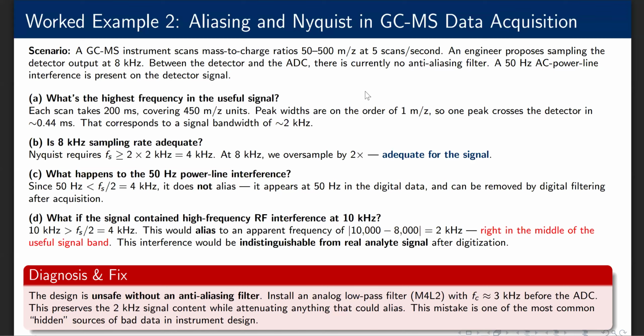But part D, what if there's an RF interference at 10 kilohertz? Now we have a problem. 10 kilohertz is above the Nyquist frequency of 4 kilohertz. It aliases to 10,000 minus 8,000, which is equal to 2 kilohertz, right in the middle of our useful signal band. After digitization, that 2 kilohertz artifact is indistinguishable from real peaks.